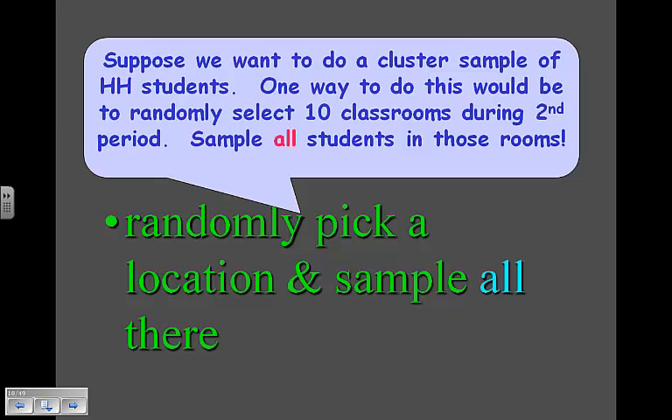So suppose we wanted to do a cluster sample of HH students. One way to do this would be to randomly select 10 classrooms during second period. Then we're going to sample all the students in those rooms. For a stratified sample, we would randomly pick 1 or 2 students from every single second period. For a cluster sample, instead of going to every single second period, we're just going to pick 10 second periods and sample everybody in those rooms. That's an example of a cluster sample.